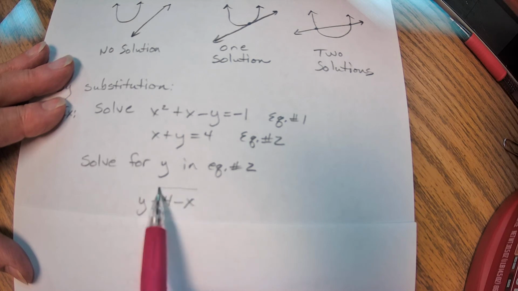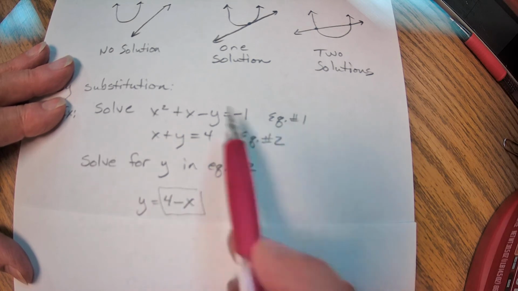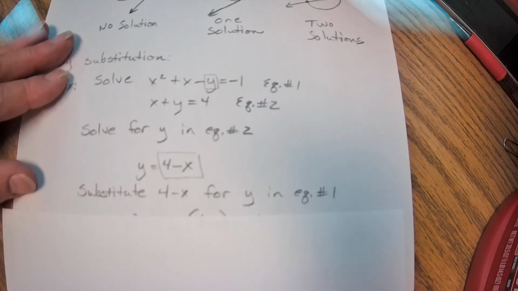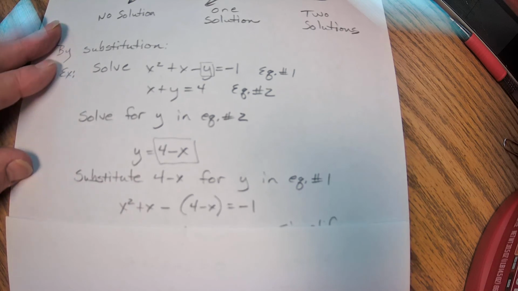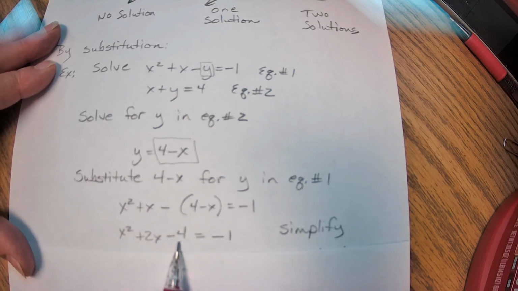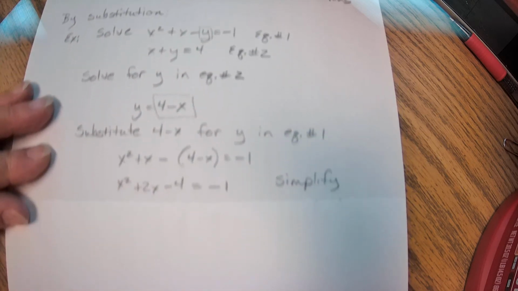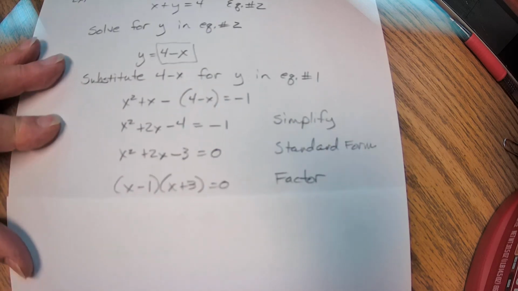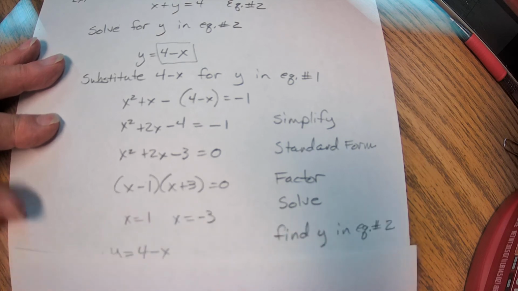So then I'm going to take this and substitute it for that y in equation 1. So when I do that, it's going to look like that, which gives me x squared plus 2x minus 4 equals -1. Put that in standard form. I chose to factor this because this is an easy one to factor. And as you can see, that would give us either x equals 1 or x equals -3.